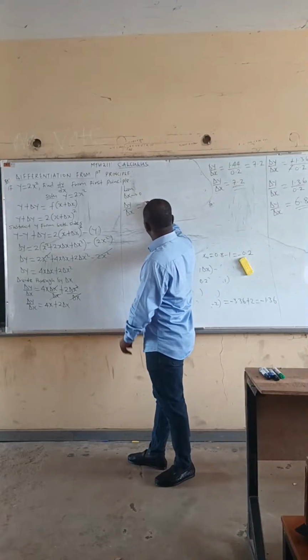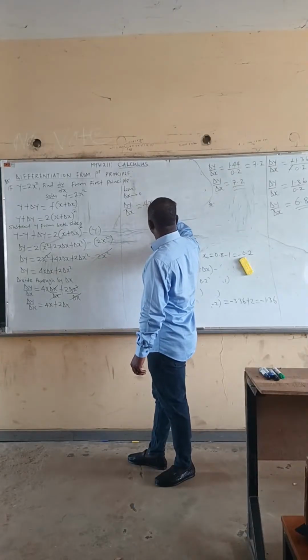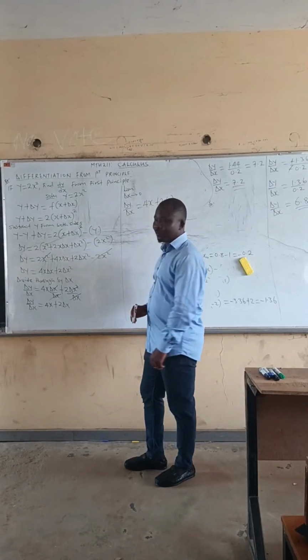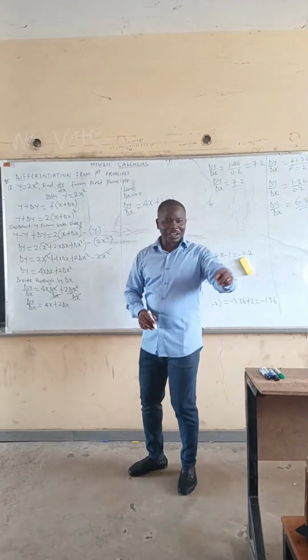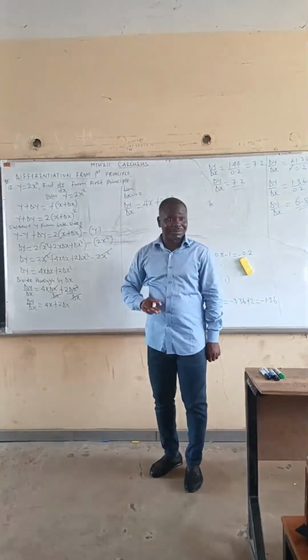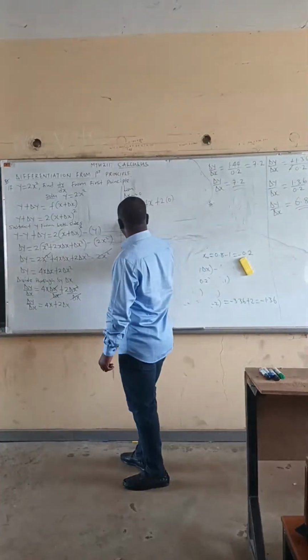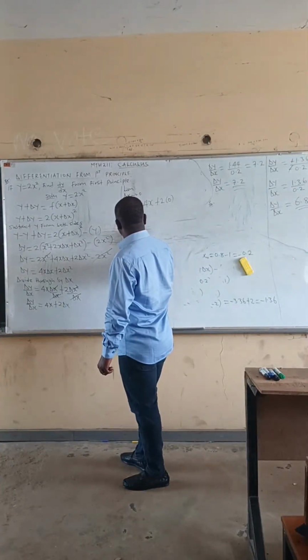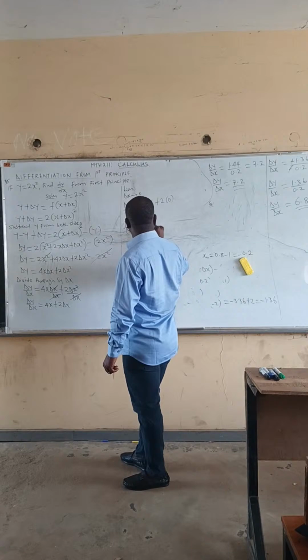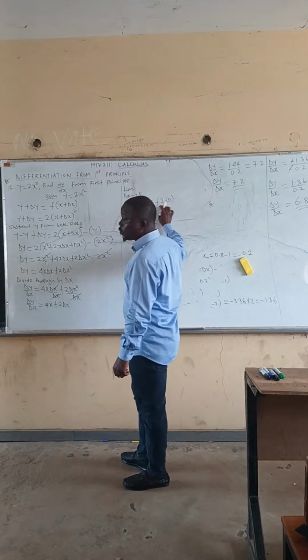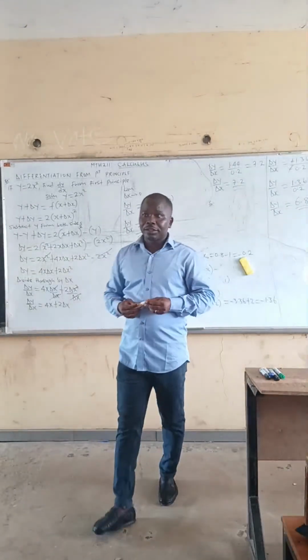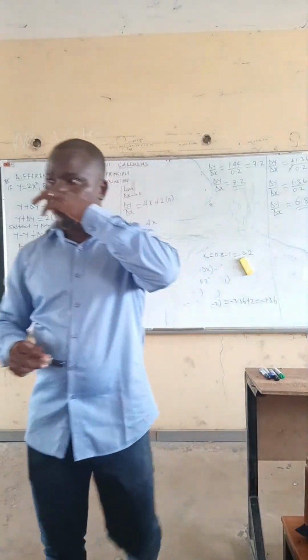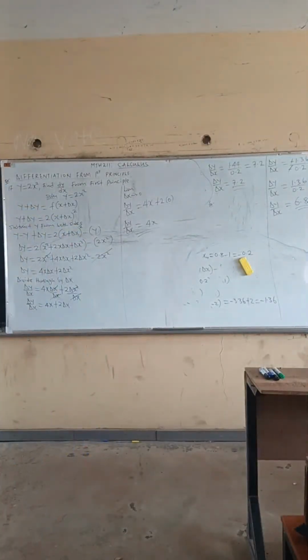So here is 4x plus 2 open bracket what? 0. You can now see that we are putting the answer. So our dy all over dx is equal to 4x, because 2 times 0 is 0. Any question? Is it difficult?